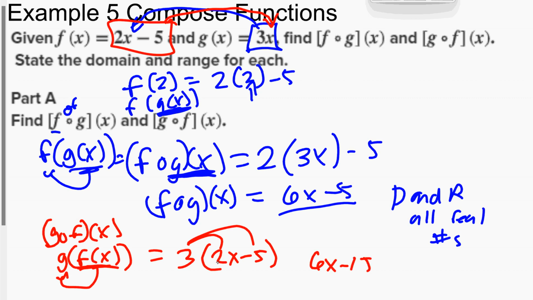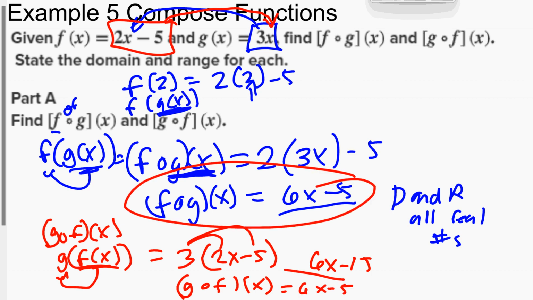So you notice that those are not the same, right? f of g of x is not always the same as g of f of x. So g of f of x, 6x minus 15, is not the same as this one. They are both linear, so domain and range for both of these are all real numbers, but they're not the same equation. Okay, so that is part A.